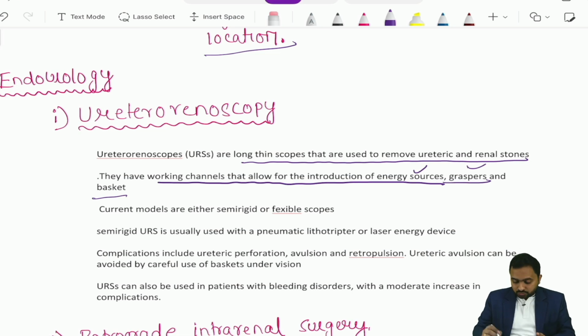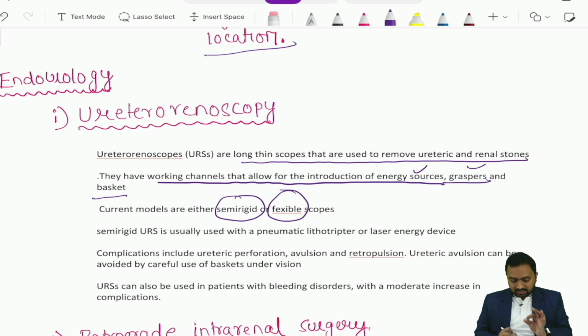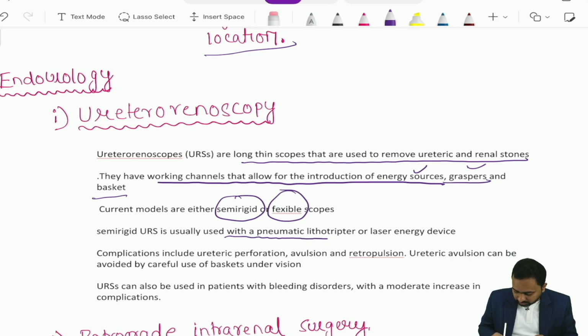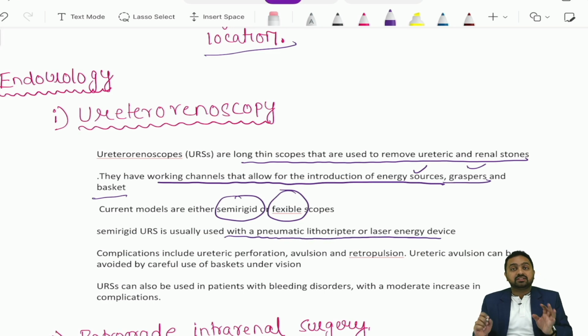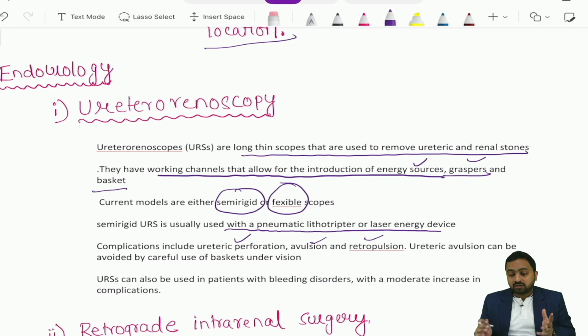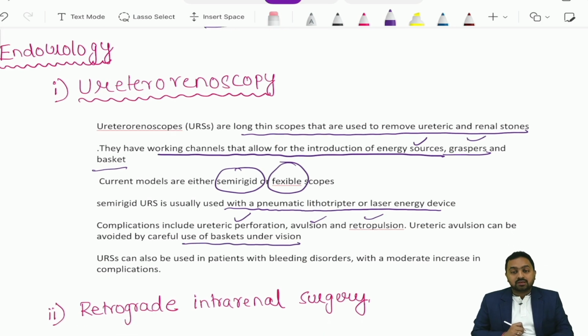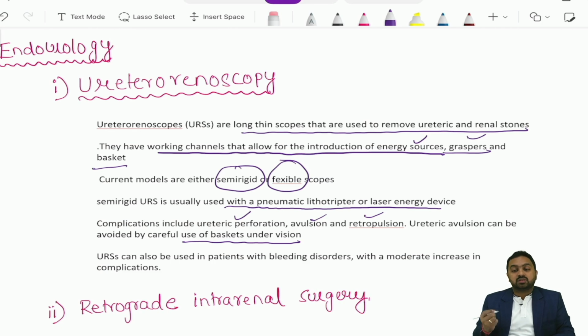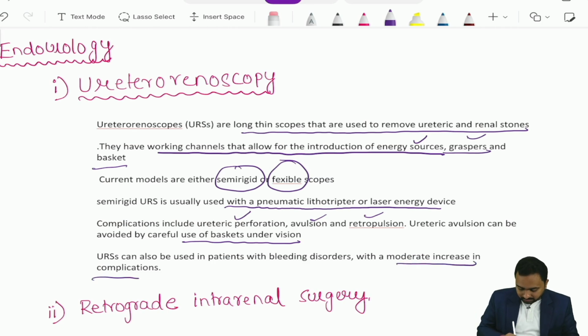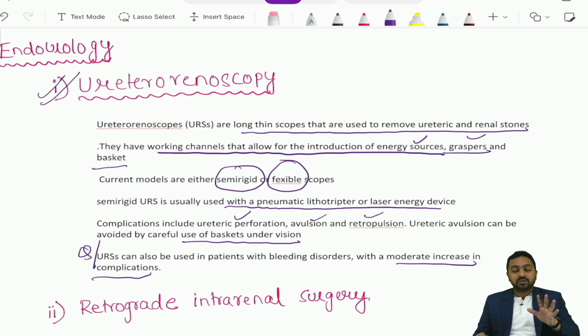Now current models usually are your semi-rigid or your flexible scope. Semi-rigid is usually used with pneumatic lithotripsy and a laser energy device. The various complications would include perforation, avulsion, retropulsion, and ureteric avulsion can be avoided by use of baskets under vision. They can also be used in patients with bleeding disorders with a moderate increase in complications. So these are a few important points that you need to remember regarding your ureterorenoscopy.